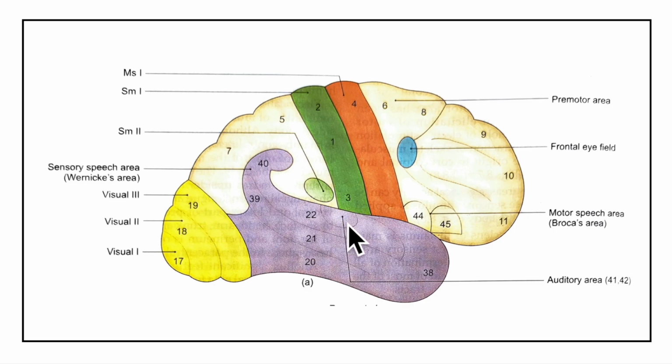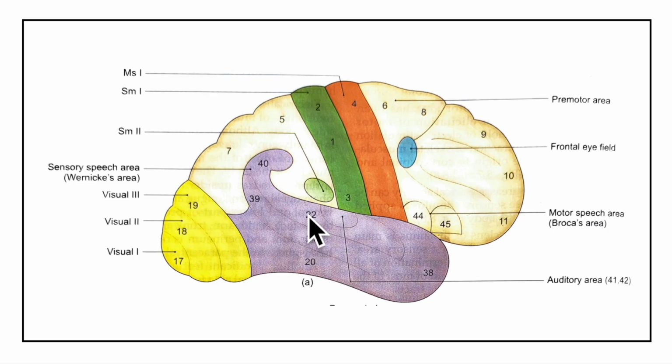Now what are its functions? It involves reception and perception of isolated auditory impressions of loudness, quality and pitch. That is, if you are hearing my voice right now, the loudness, quality and pitch, all of this are analyzed and perceived by this area of the cerebral cortex, that is the auditory area.